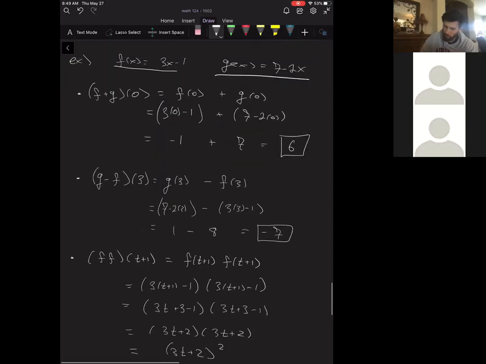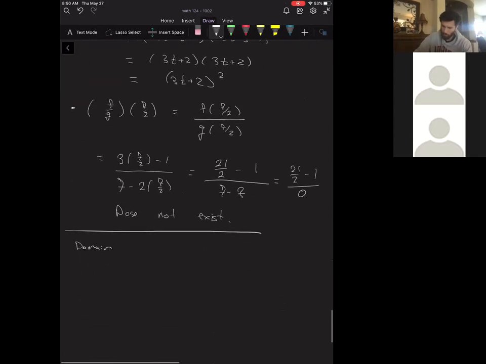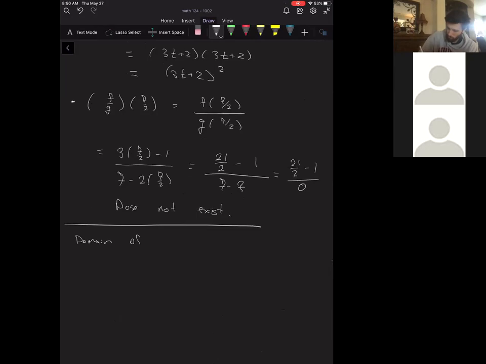Just to label these, does the book have a name for them? I think they're called combination functions. Just for labeling purposes, that's what we'll call them. So let's talk about the domain of combination functions.